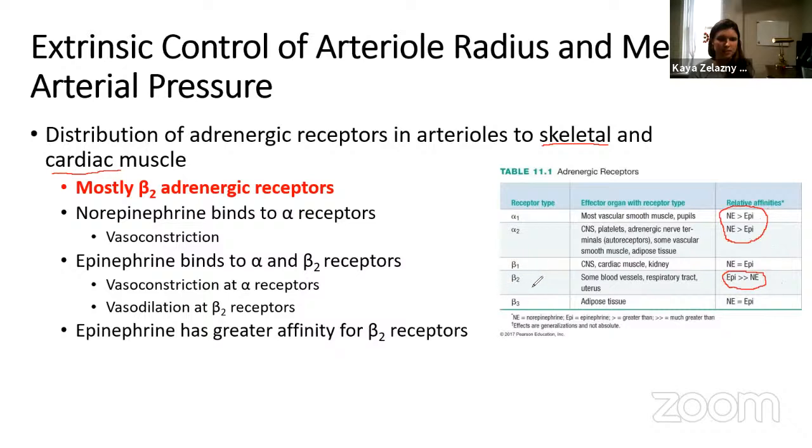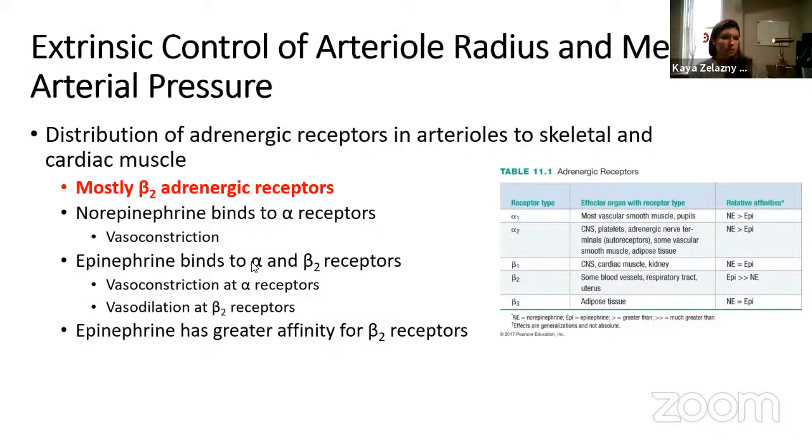Okay, so we can see that our beta-2 receptors, we have two of these little carrots, are very responsive to epinephrine, although they will respond a little bit to norepinephrine. So that's the thing we want to keep in mind as we talk about these next couple of slides. So when norepinephrine binds to alpha receptors, it causes vasoconstriction, so the arterioles get smaller, and blood pressure goes up.